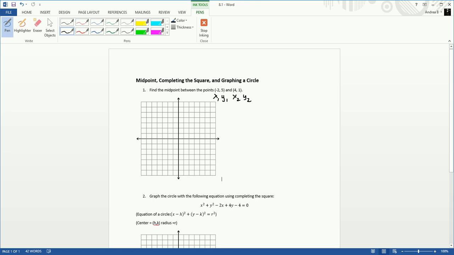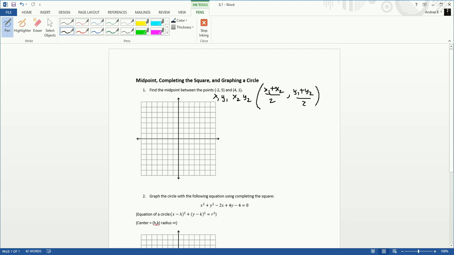So here for our formula, we have (x1 plus x2 over 2, comma, y1 plus y2 over 2). So you can think of it as doing the average of your x's and your y's to get the midpoint.